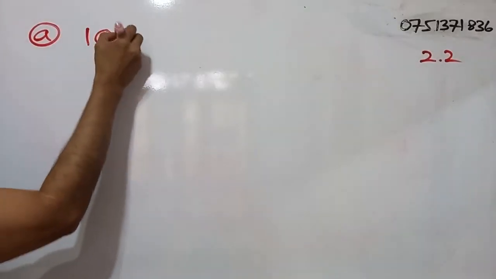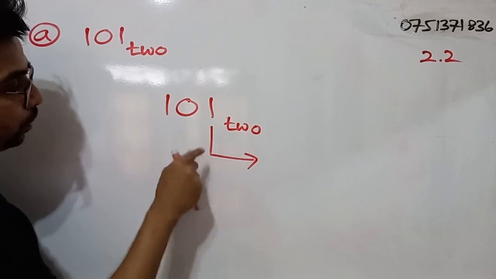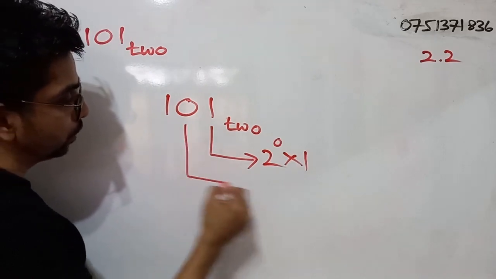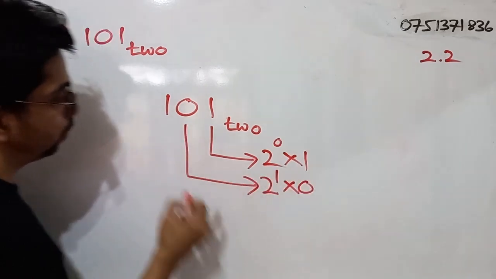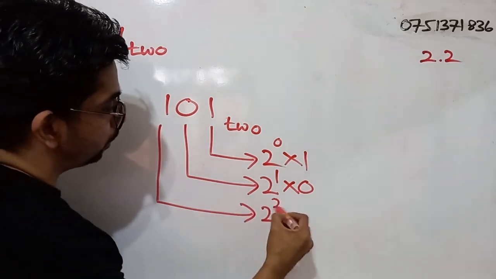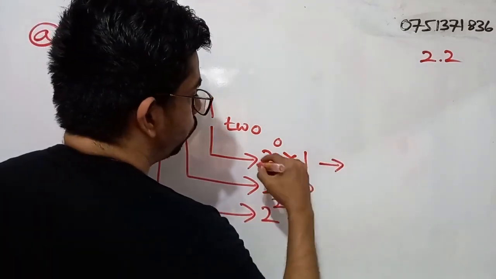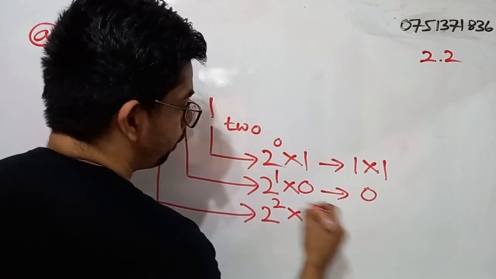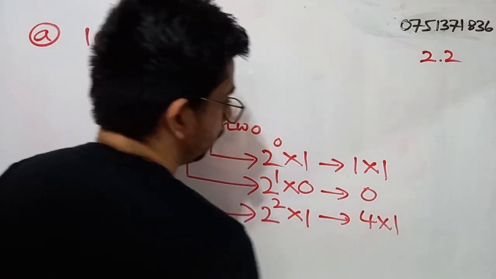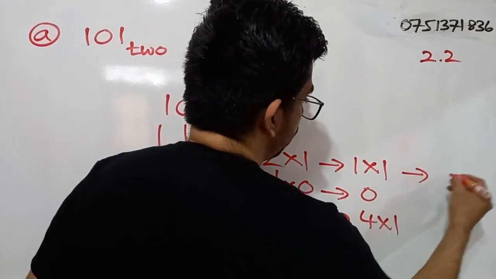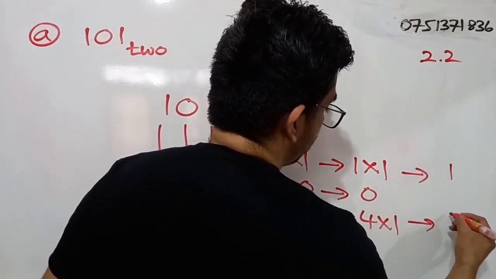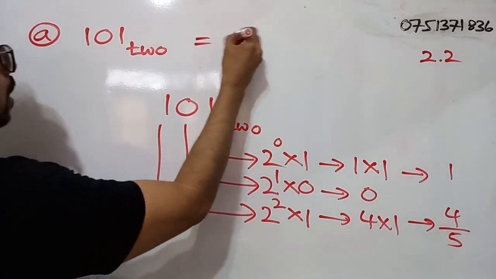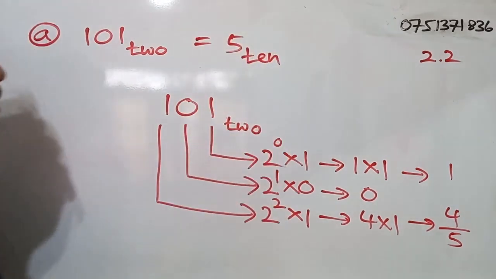Simple A, we have 1, 0, 1 and the base is what? 2. So this is 2 to the power 0 into 1, right? So this is 2 to the power 1 into 0 and this is 2 to the power 2 into 1. So 2 to the power 1 means what? 1, 1 into 1, right? Here we get a 0. 2 to the power 2 means what? 4, 4 into 1, right? So 1 into 1, we know that is 1, right? 4 into 1, we know that is 4. When we add these values together, we get 5. So here the answer is 5, but we have to write the base 10.